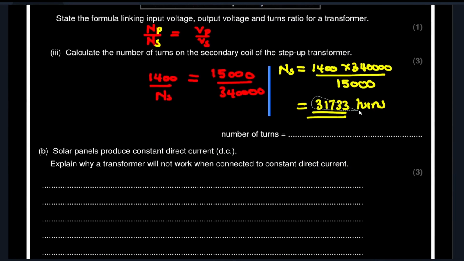31,733 turns. A solar panel produces constant direct current. Explain why a transformer will not work when connected to constant direct current.